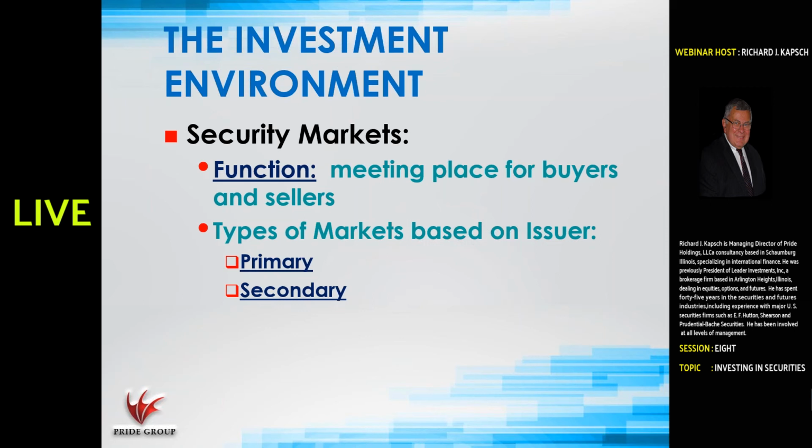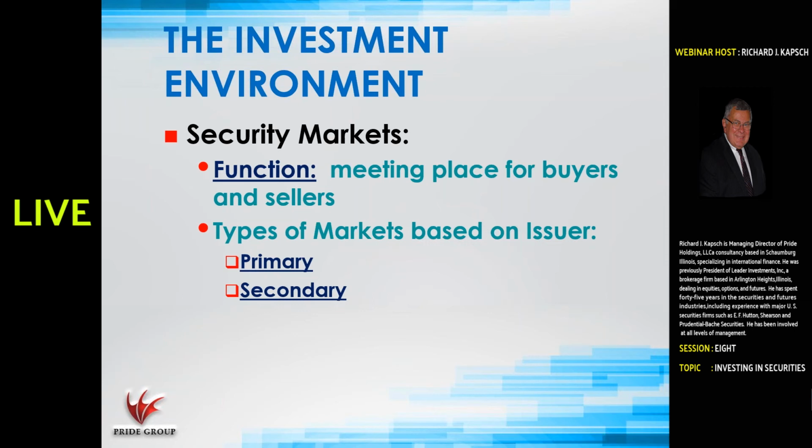Now, there are two types of markets based on the issuer. The first is what we call a primary market, and this is the market where a company goes to raise money for its operations when it sells stock initially. We associate primary markets with initial public offerings, IPOs. The money raised from selling these shares on the primary market goes to run the company's operations.